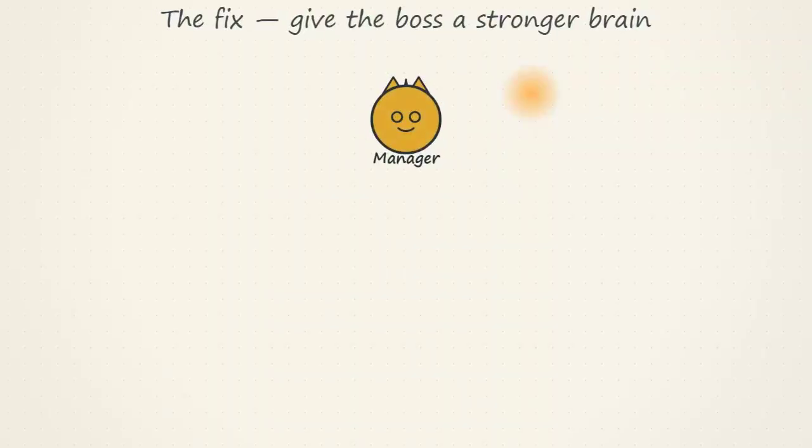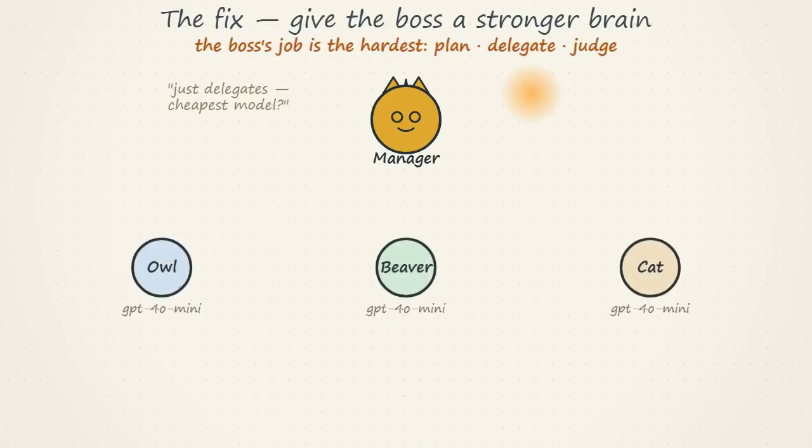And here's the part that surprises most people. You'd think the manager has the easy job. He just hands out the work. So surely he can run on the cheapest model. It's actually the opposite. Look at the specialists. Each has one narrow, well-defined job. Design this, code that, review this. A small, cheap model, like GPT-4o Mini, handles those perfectly.